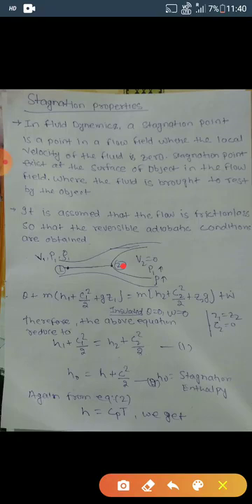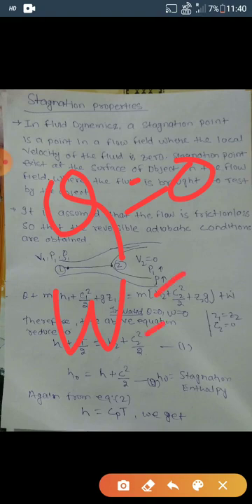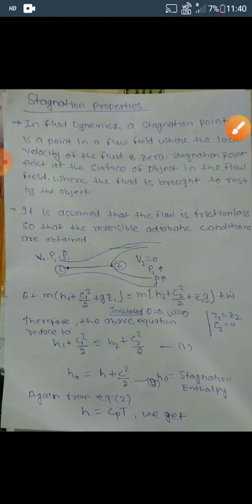Okay. So the next point: it is assumed that the flow is frictionless. Frictionless means nothing but a reversible adiabatic condition, and you can also consider it an insulated process. Insulated process means Q is equal to 0, and work done is also 0.